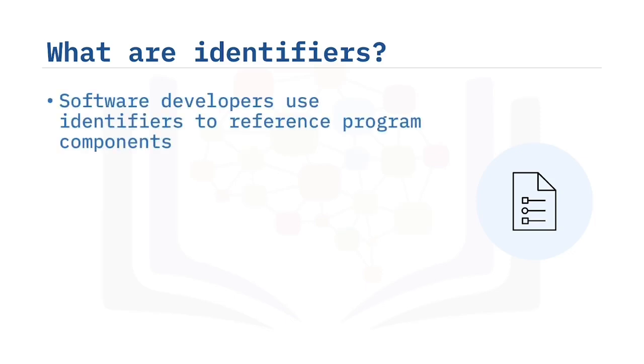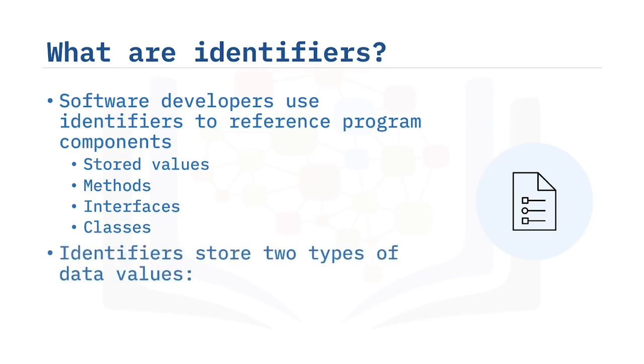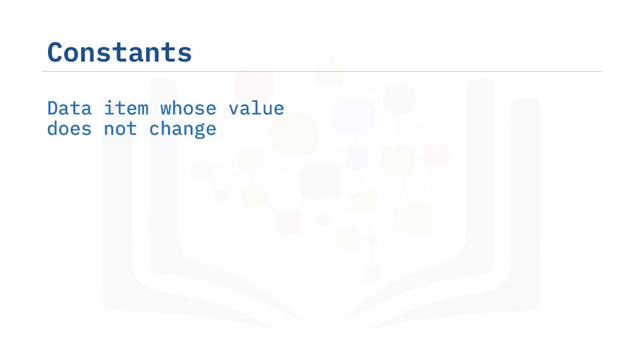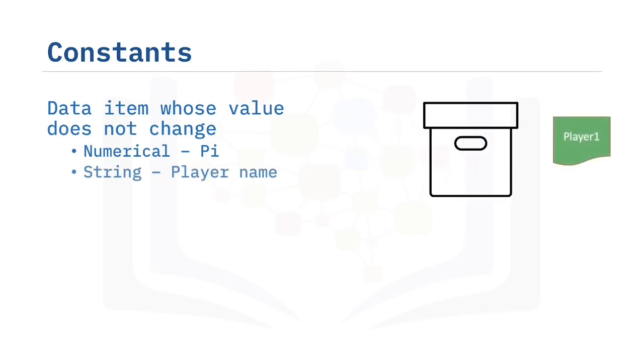Software developers use an identifier to reference a program component, such as a stored value, a method, an interface, or a class, by assigning a custom named label to it. If the identifier stores data, then the data values in the program can be one of two types, either a constant or a variable. A constant is a data item whose value does not change within a program. This could be a numerical constant, such as the mathematical value of pi, or it could be a text string that remains constant, such as a player's name within a game. Constants are also referred to as named constants.